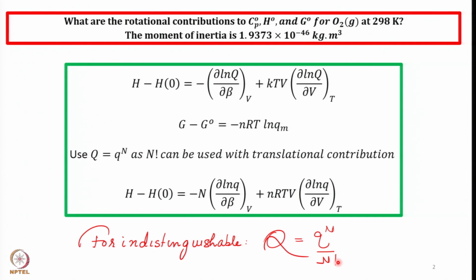So when you substitute Q equal to q raised to the power N without N factorial, your enthalpy will turn out to be H minus H0 is equal to minus N del log q by del beta at constant V plus, when you put Q equal to q raised to the power N, Nk will become nR. So nRTV del log q by del V at constant temperature. It should be easier for you now to see the connection between these two equations. It is important to understand that N factorial is not required with each contribution.